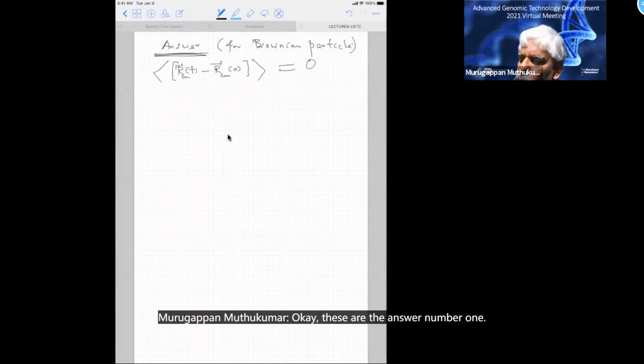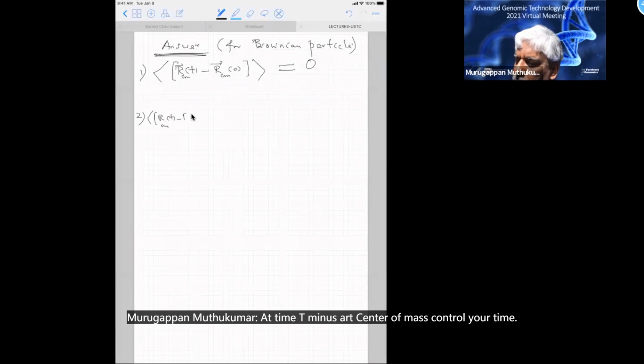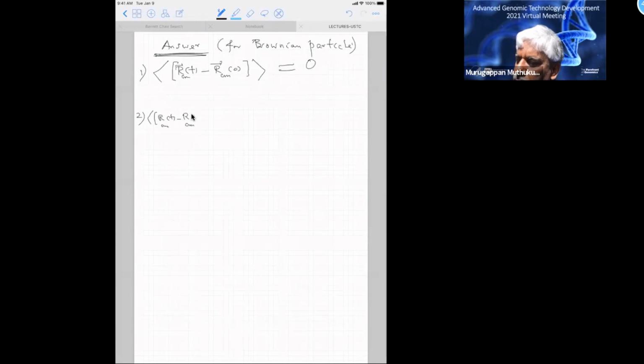Okay, this is answer number 1. Answer number 2: if this is the first bracket, one factor of this bracket is 0. Let me find out what is the square of this, again in an average sense. So I take the average, or center of mass, at time t minus the center of mass at an earlier time. Take the square of the average. What is this?